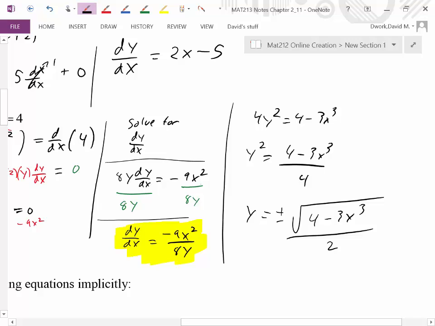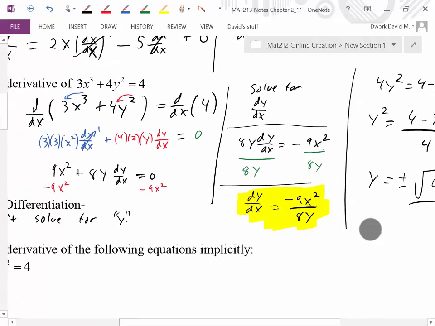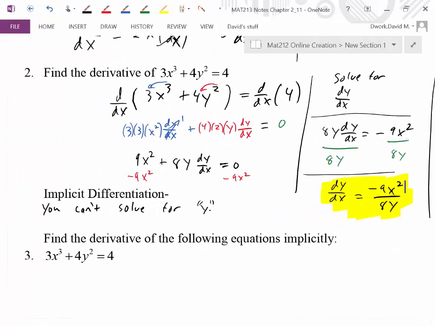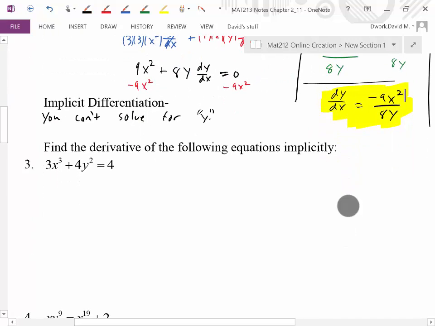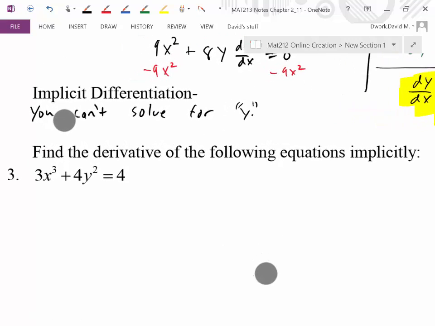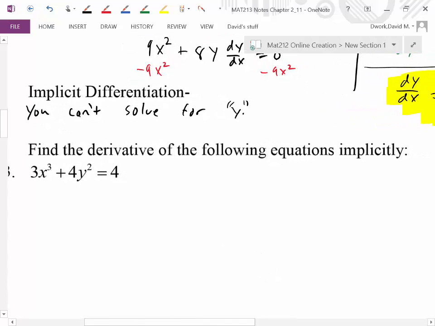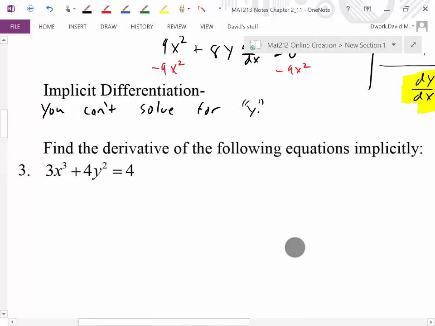There's no reason to make the formula so cumbersome and horrible, so don't. I hope that's making sense. There are a few different times we'll use implicit differentiation, but one of the key reasons is when you can't solve for y. It's just too hard. Okay, so go ahead, pause the video, try this problem, and see if the implicit differentiation is sticking for you.